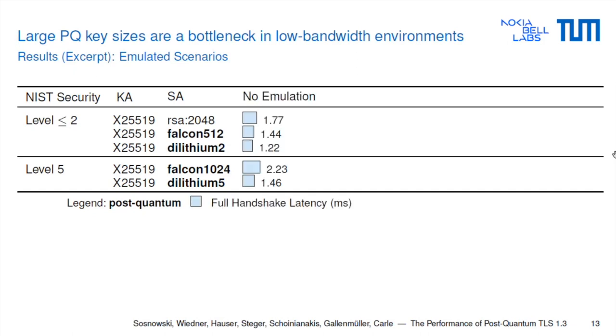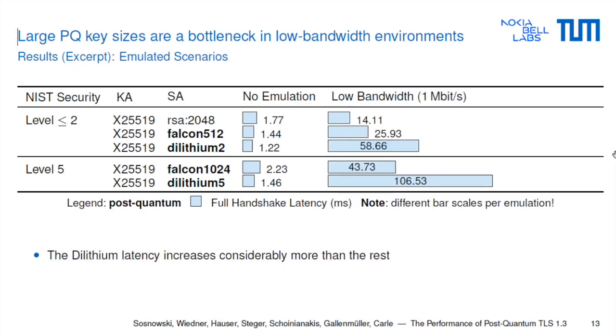Now, if we have no emulation, you can see that the handshake latency is more or less the same. They're all fast, although Dilithium is the fastest algorithm here. Now, we added a low bandwidth on our link, in this case 1 megabit per second. And here you can see that suddenly the latency got a lot worse. Dilithium is now suddenly the slowest algorithm.